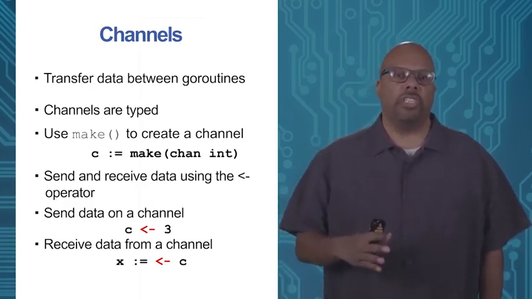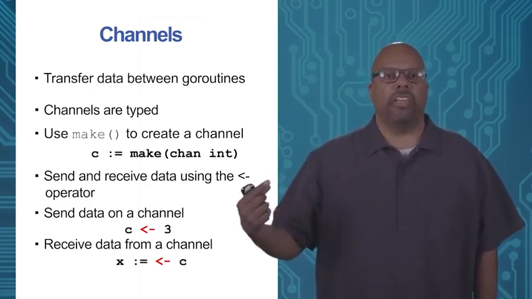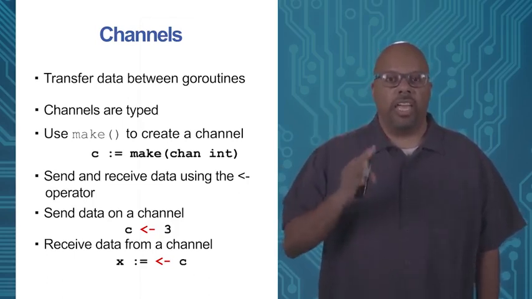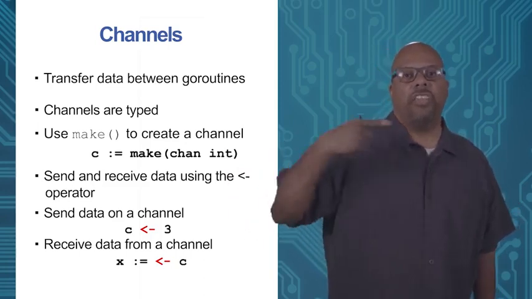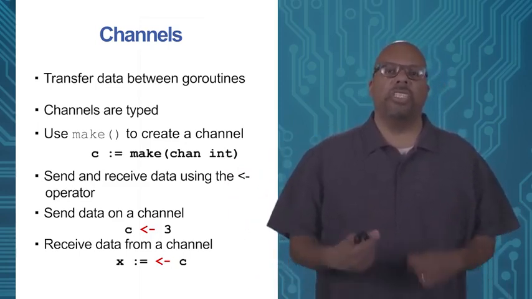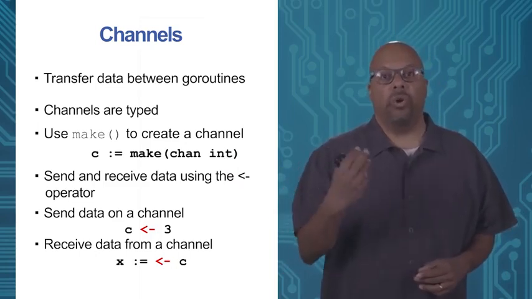And you can receive data from a channel. You can see that here. In this case, the arrow is actually leaving the channel, right? So x colon equals arrow C. The data comes out of the channel C, and the arrow sends it into the x. That's how you read it. So you can send data on a channel and receive data from a channel using this same arrow operator.